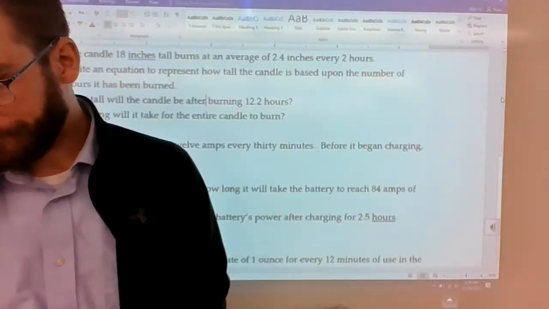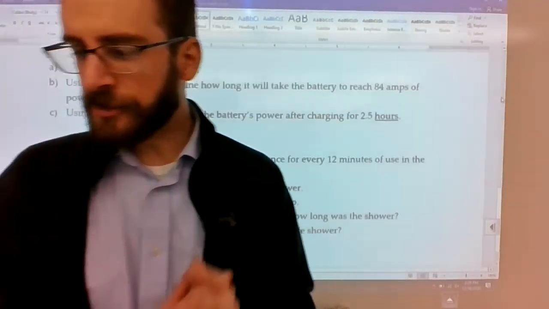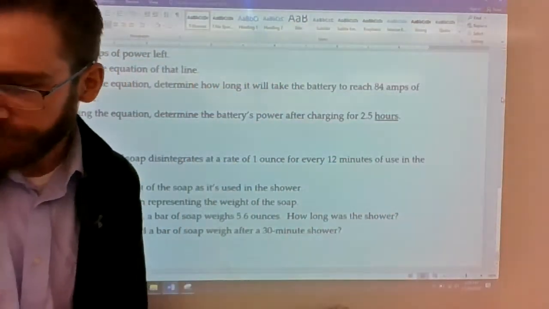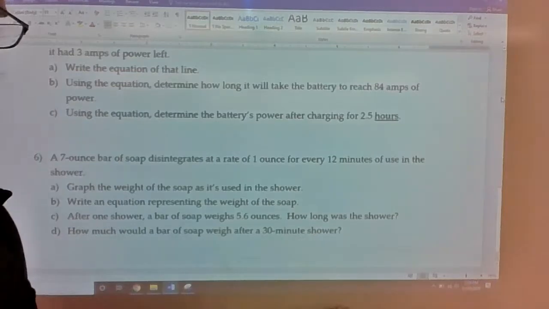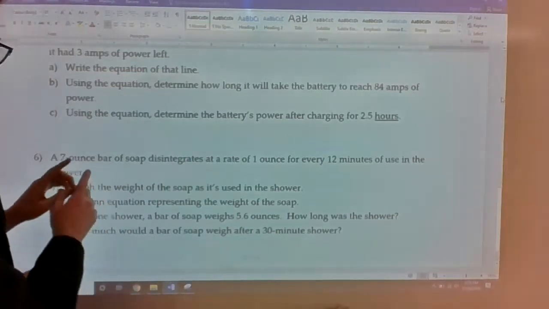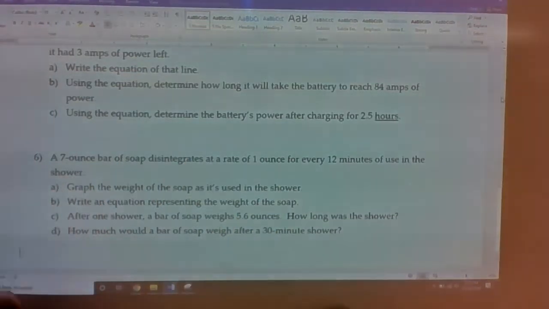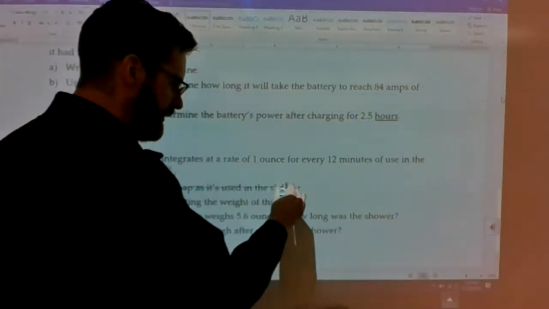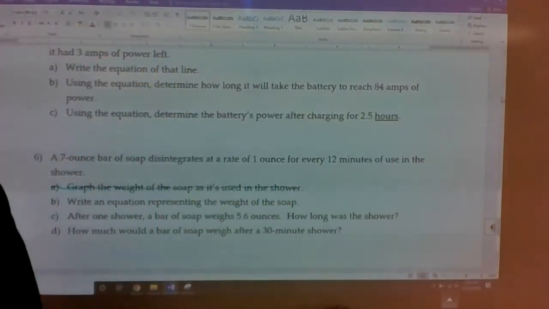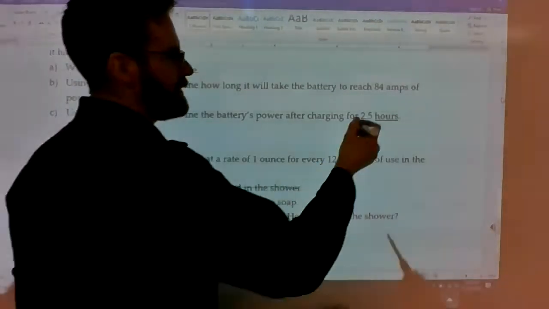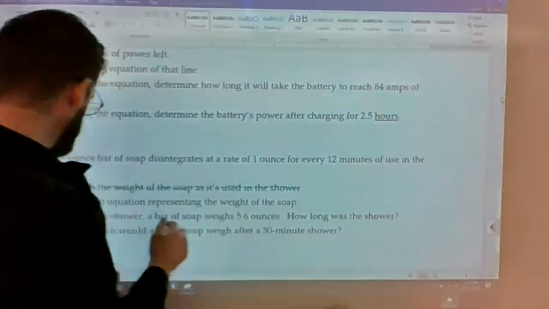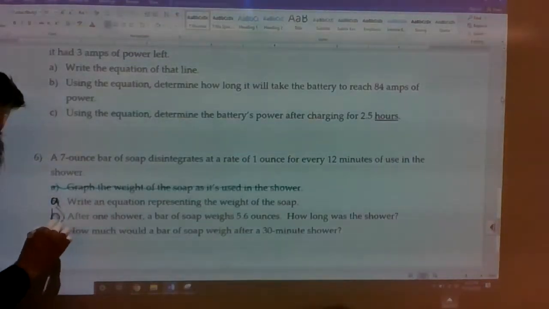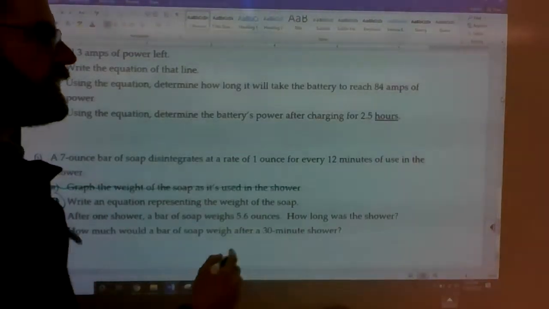All right, last one. A 7-ounce bar of soap disintegrates at a rate of 1 ounce every 12 minutes of use in the shower. Let's talk about this. Graph the weight of the soap as it's used in the shower. I do not want you to graph it. We need to get rid of that. Got to make some adjustments before I post this. Okay. This will be part A when you guys see it on the notes document. Part A.